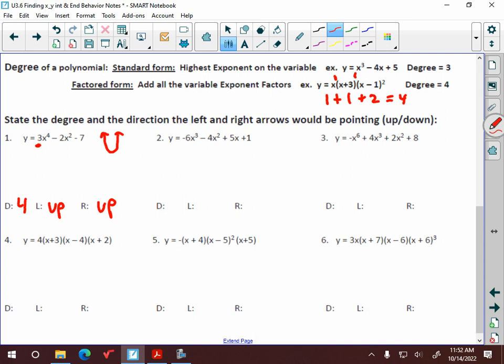All right, number 2. Again, this is in standard form. The highest exponent here is 3, so the degree is 3. Now 3 is an odd number, and since it's an odd number, we want to think of the cubic shape. It would be up on the right, down on the left, but because of the negative, it flips over the x-axis. So the left arrow is going to go up, and the right arrow is going to go down.